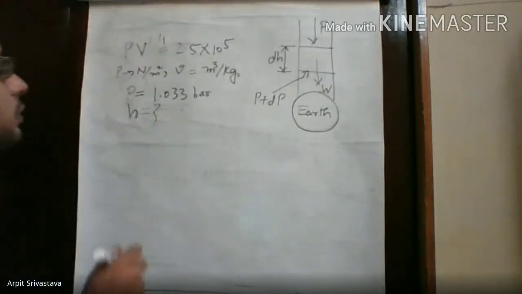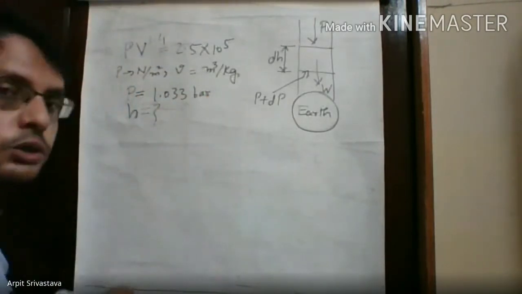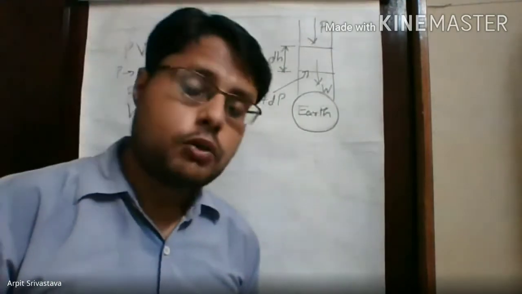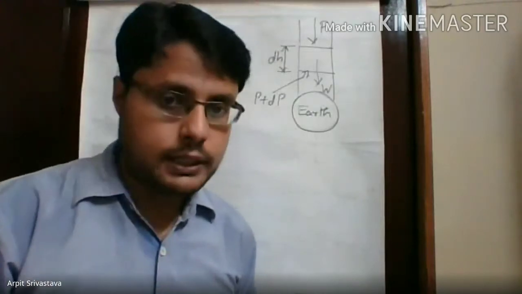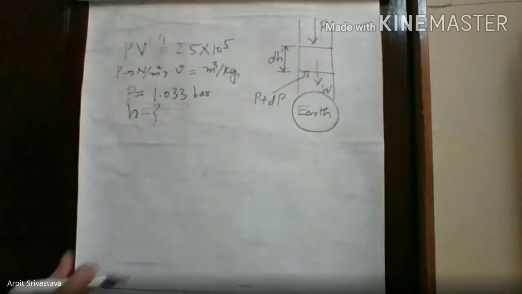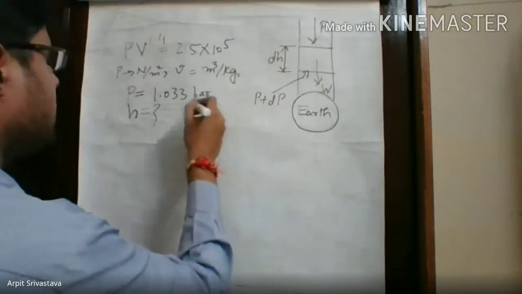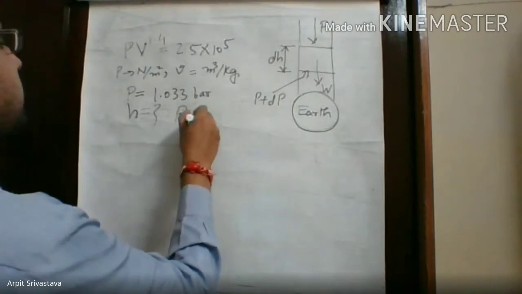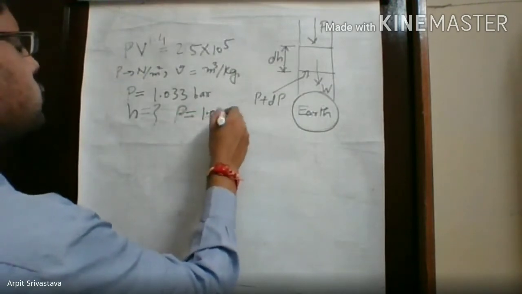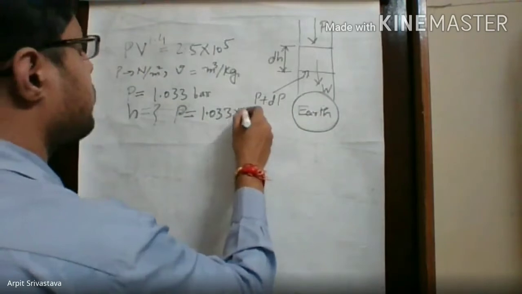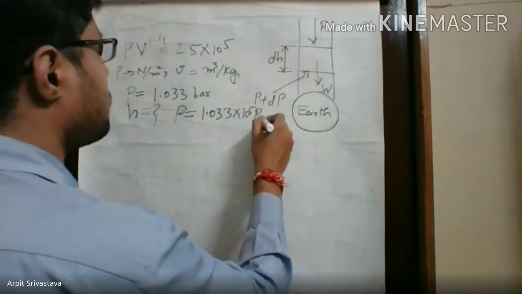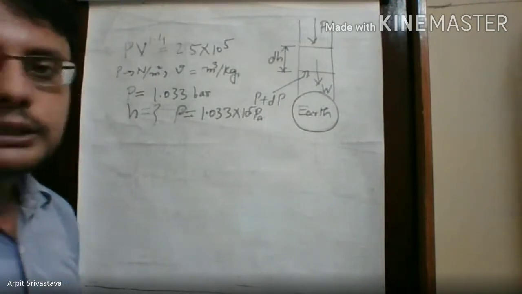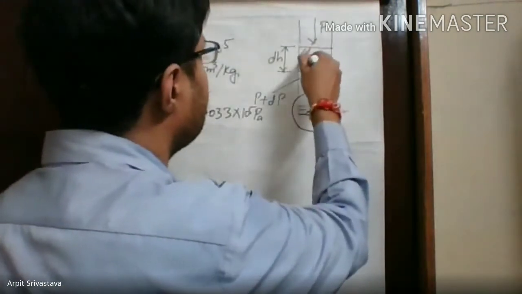Okay, so as all of you know, 1 bar equals 10 to the power 5 Pascal, or you can say 1 bar is equal to 10 to the power 2 kilopascal. Okay, so we convert this pressure, that is equal to 1.033 into 10 to the power 5 Pascal. Okay, so that's all about it. Now we focus on this small element.